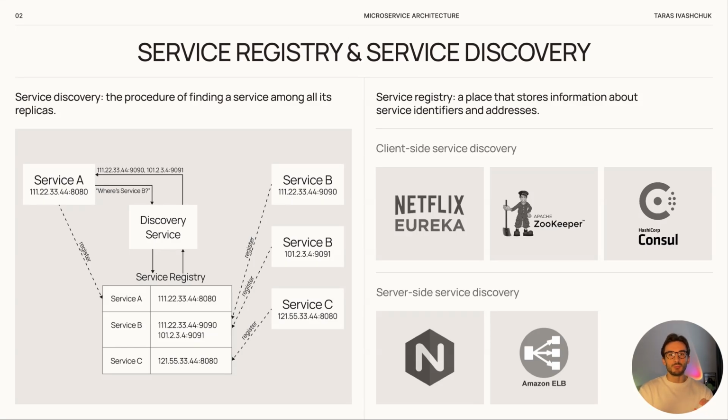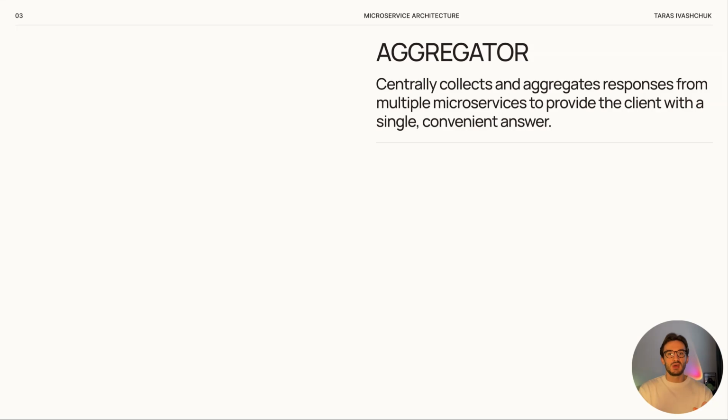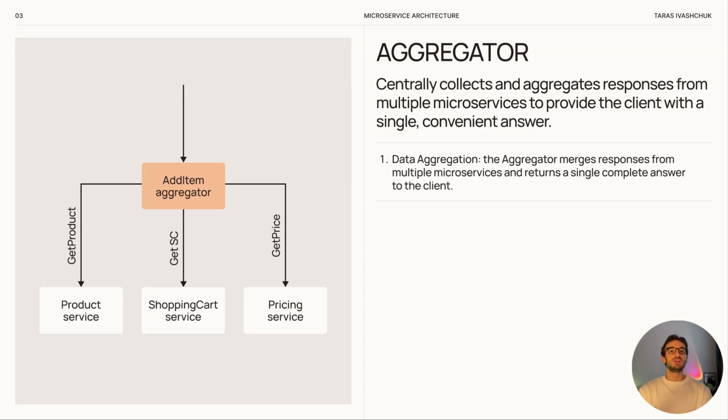Okay, so the aggregator pattern is used to collect and combine responses from several microservices into one single response for the client. It works like an intermediate layer that makes the interaction between client apps and a complex microservice infrastructure much simpler. Let's take a closer look at the problem this pattern solves. Data aggregation. Instead of the client making multiple requests to different microservices and merging data itself, the aggregator handles it on the server side and returns one complete response. This reduces network load and simplifies client logic.